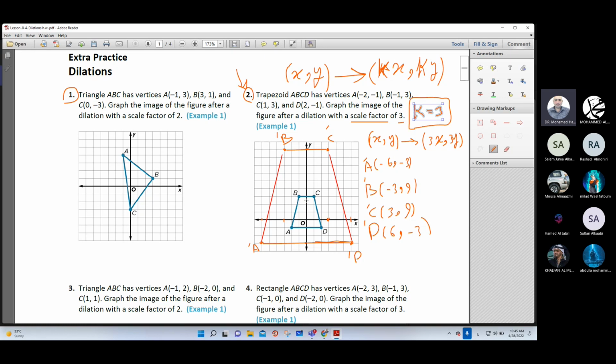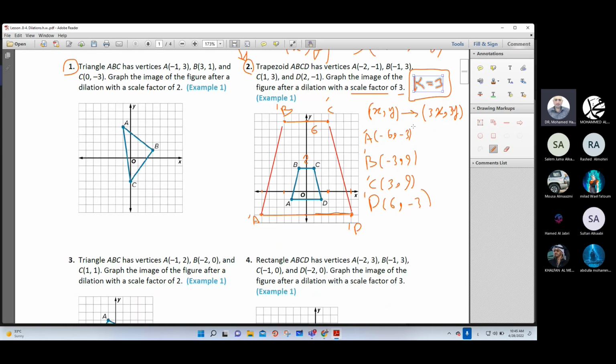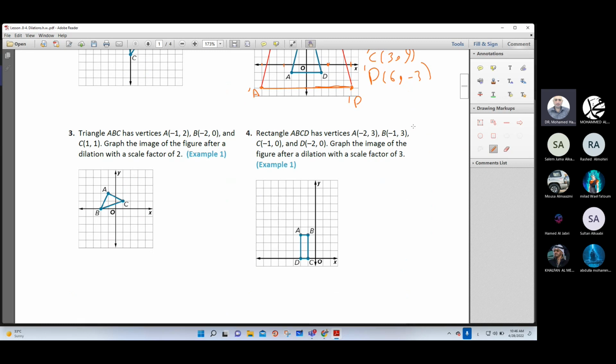So as you see here, the distance we see is 1, 2. And as you see here, the distance, count 1, 2, 3, 4, 5, 6. 2 times 3 will be what? Will be 6. And 6 divided by 2 will be 3. This is the meaning of the scale factor. Who has any question about this exercise? No questions. Okay.